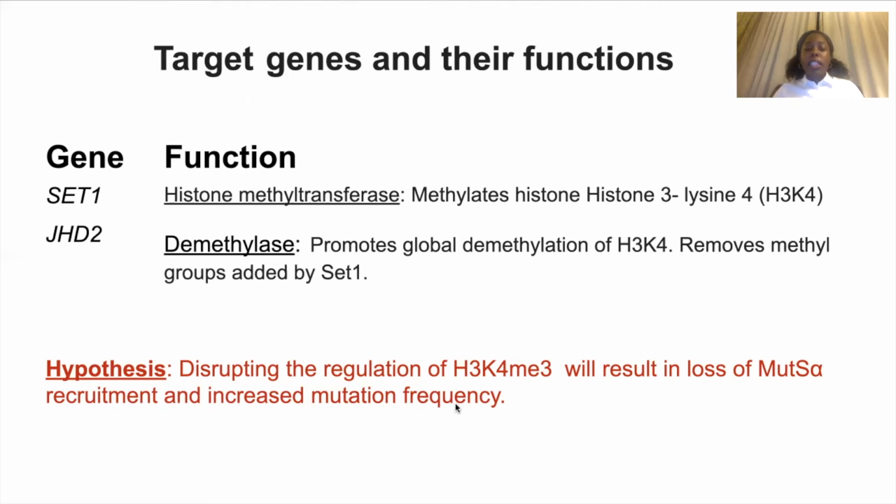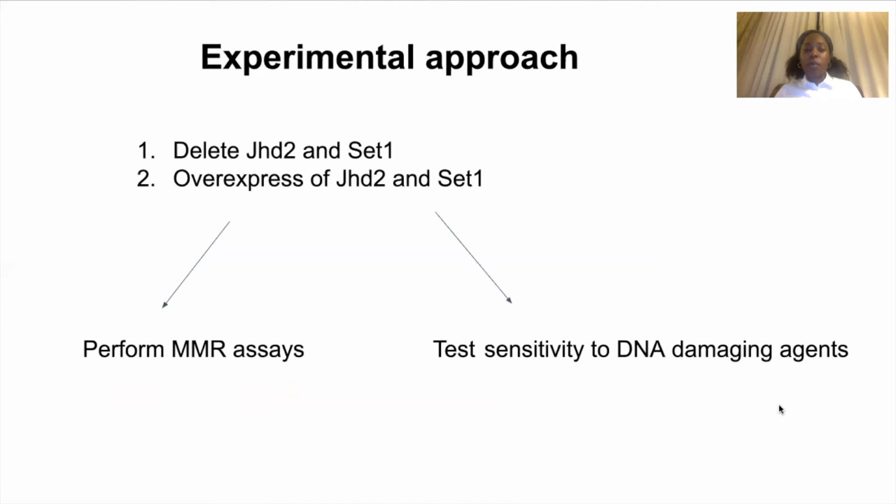My hypothesis is that disrupting the regulation of H3K4 trimethylation will result in loss of MUT-S alpha recruitment and increased mutation frequency. My experimental approach includes the deletion of JHD2 and SET1 and the overexpression of JHD2 and SET1. I then performed MMR assays, and next I will test sensitivity to DNA damaging agents.